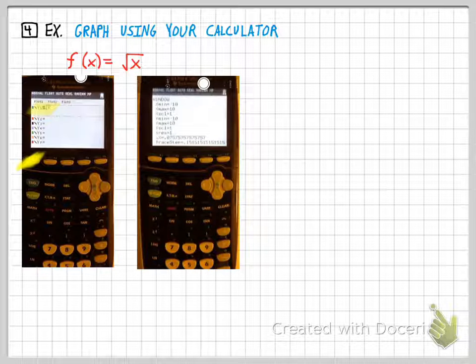Most of your functions you're going to find on your keypad, but there are certain ones you may have trouble finding. Be sure to check the math key if you have trouble. That lists some less familiar, less common functions that aren't on your keypad.